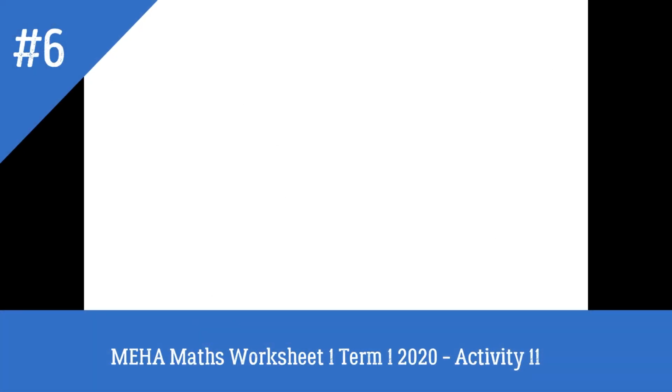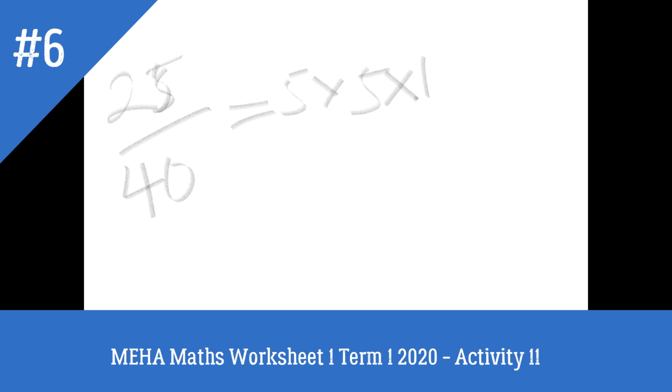Number 6 is 25/40. Now 25, the first thing that springs to mind, 5 5's are 25, right? And you know 40 also has a factor of 5. But let's start with the 25. So that's 5 times 5. Let's put a times 1 in there. We can always contract it later if we don't need the 1. 4 times 10 is 40. But you know 10 can also be 2 times 5.